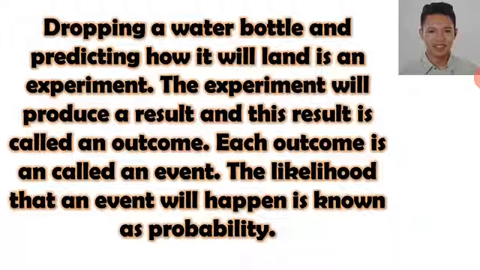Dropping a water bottle and predicting how it will land is an experiment. The experiment will produce a result, and this is called an outcome, and each outcome is called an event. The likelihood that an event will happen is known as probability.